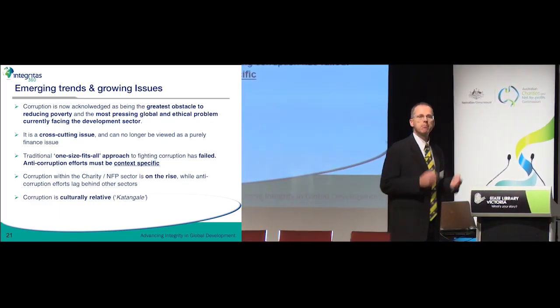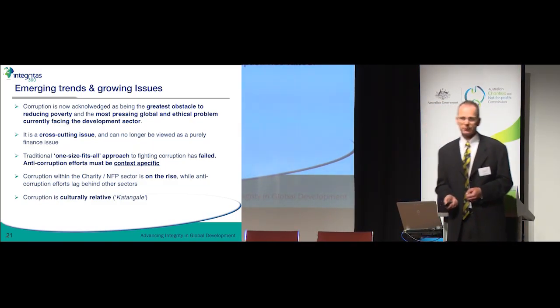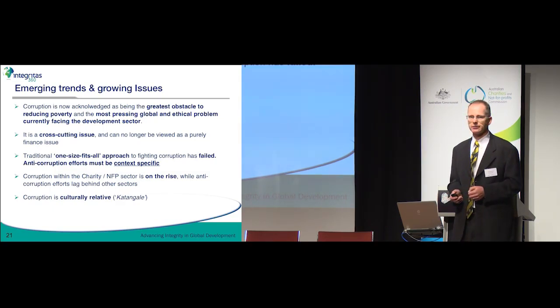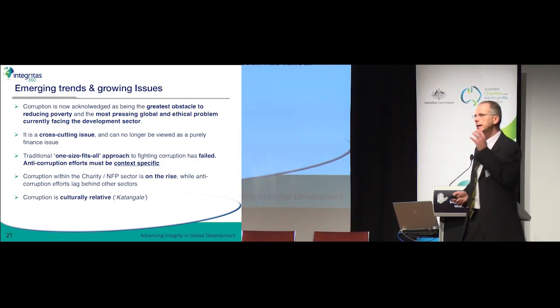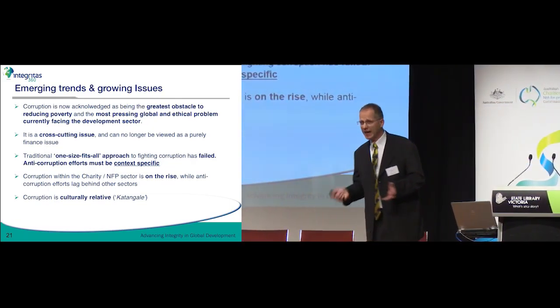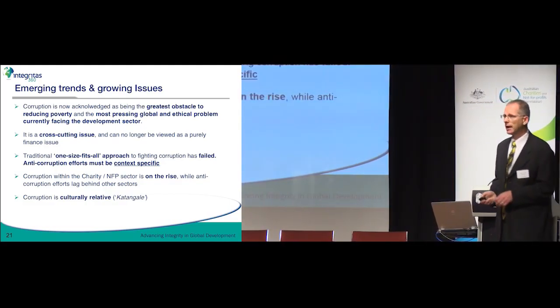In this particular context, though, we have to remember it worked in Hong Kong because the environment made it appropriate. You had a strong level of political will. You had a strong viewpoint of wanting to stamp out corruption. That is not necessarily the case in many other parts of the world. So the point here is context is king. And what we are seeing here is that corruption in the not-for-profit and the charitable sector are on the rise.